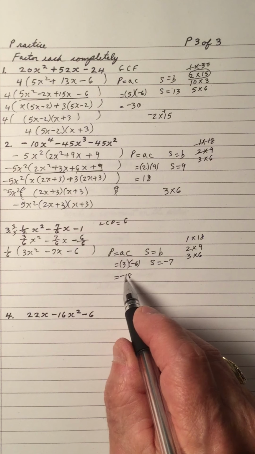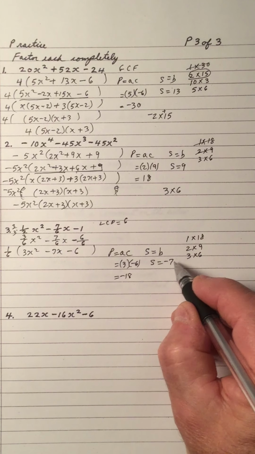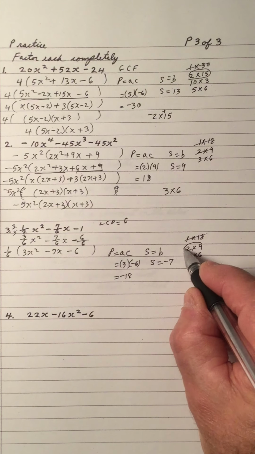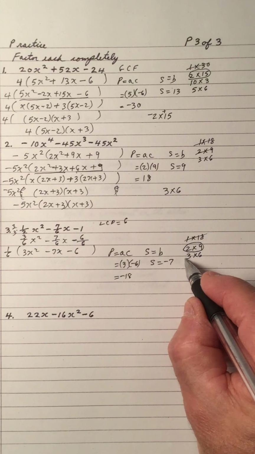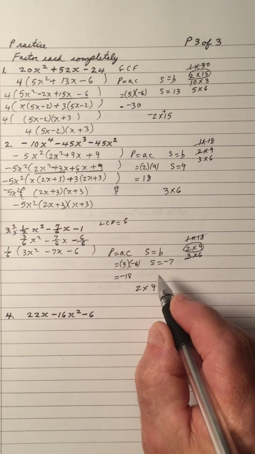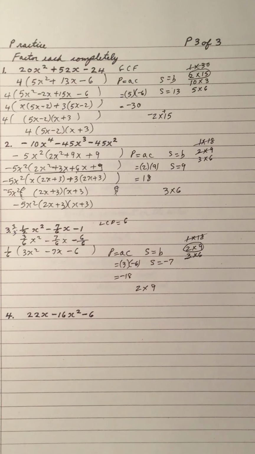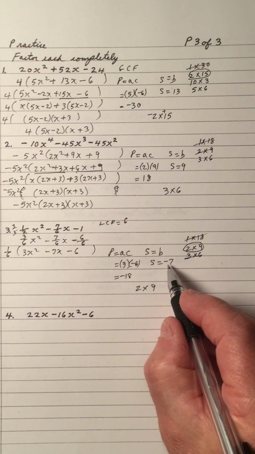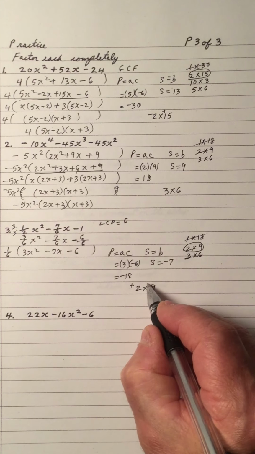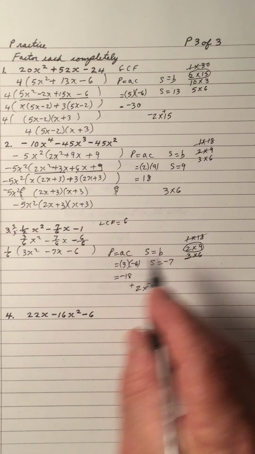So the product is negative, so the factors are going to differ by 7. No, here's the 2 that differ by 7. These two differ by 3. So I have a 2 times 9. But the product is negative, so one is a plus and one is a minus. Since the sum is negative, it has to be a positive 2 and a negative 9. Multiply. Negative 18. Add. Negative 7.